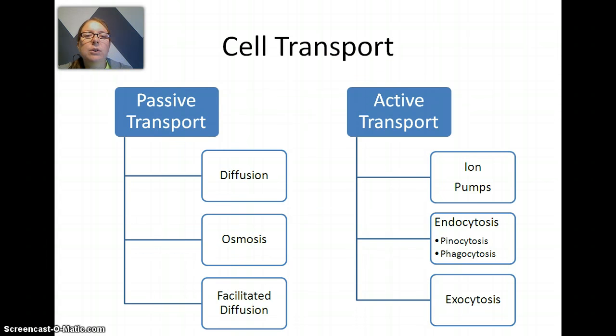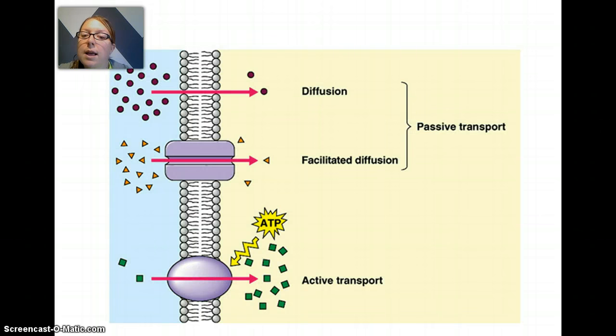So here's an overview of what we're looking at today. We have two main categories of cell transport: passive and active. Within each, there are a couple different types. Diffusion, osmosis, and facilitated diffusion fall under passive. And the ion pump, like the sodium-potassium pump, is active, as well as endocytosis and exocytosis. So let's begin with a passive and active transport overview.